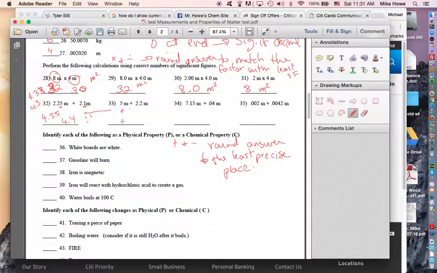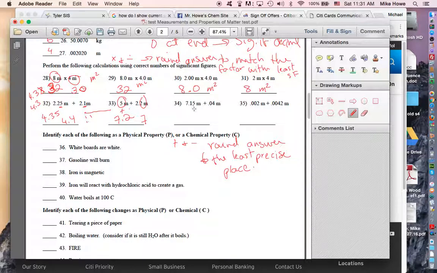Okay, here you got 5 plus 2.2, so that's 7.2. But this 5 is in the ones place, and this 2 is in the tenths place. So which is less precise, the ones place or the tenths place? It'd be the ones place. So you have to round the answer off to the ones place, so that's 7. Remember ones, tenths, hundredths, thousandths, and so on.